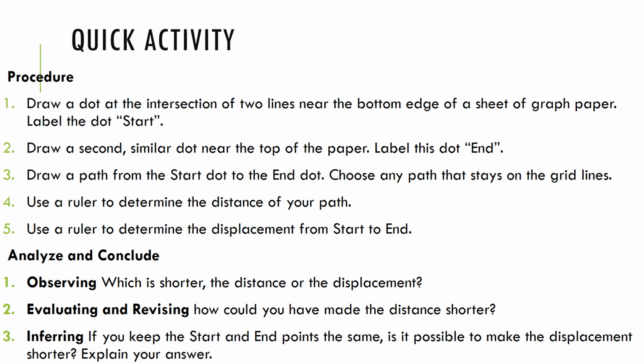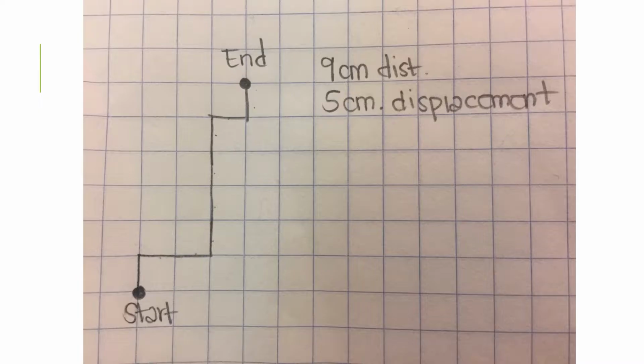Okay, so you don't really necessarily need a ruler because these are square centimeters on this graph paper. So what you're going to do is determine how long your path was. And then you can use a ruler, and that's when you can really determine the displacement of your path. I'm going to go on to the next slide and show you an example of mine. So here is what I did.